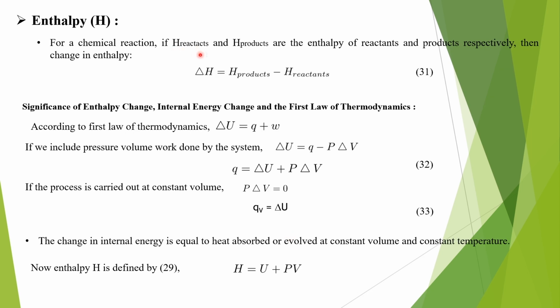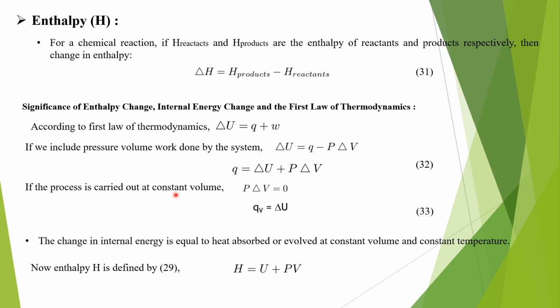For a chemical reaction, if H reactants and H products are the enthalpy of reactants and products respectively, the change in enthalpy delta H is H products minus H reactants. Now, what is the significance of enthalpy change, internal energy change, and the first law of thermodynamics? According to the first law, delta U is Q plus W. If we include pressure-volume work done by the system, delta U is Q minus P dV.